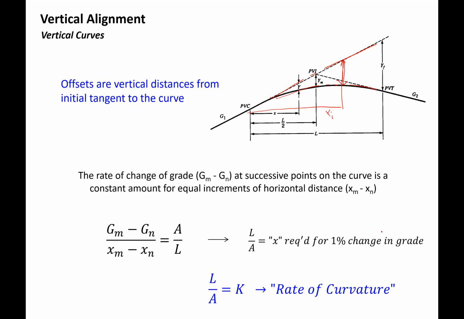But then we can choose any, so this portion of the equation here on the left-hand side of our slide just notes that if we choose any 2 points on the curve, M and N, say here M and here N, provided that we know what the distance is to M and what the distance is to N. And what the grades are there, or we can back calculate what the grades are there, knowing that A over L or L over A has to remain the same.